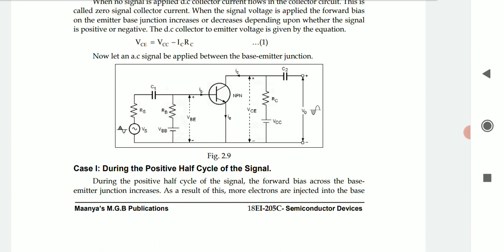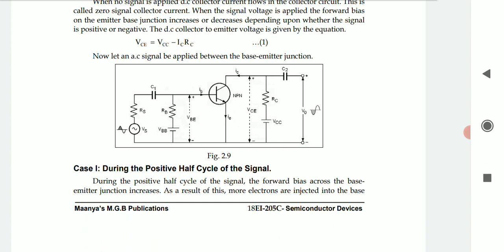Next, C1. C1 is the first capacitor which is used in this circuit. It allows only AC, it blocks the DC. The function of C1 is that it blocks DC, if any, in the input signal. Next, RB is the base resistance. Since it is a transistor, it may have some internal resistance or junction resistance, that is RB, base resistance. VBB is the biasing voltage which is used to bias the input junction, that is the emitter junction, to keep it in forward bias. This is at the input side.